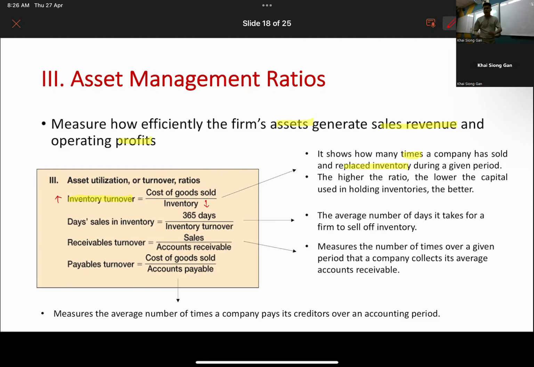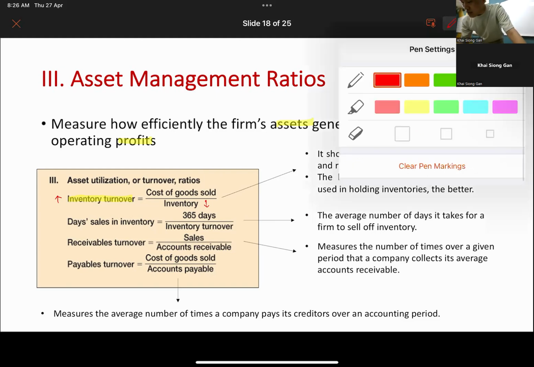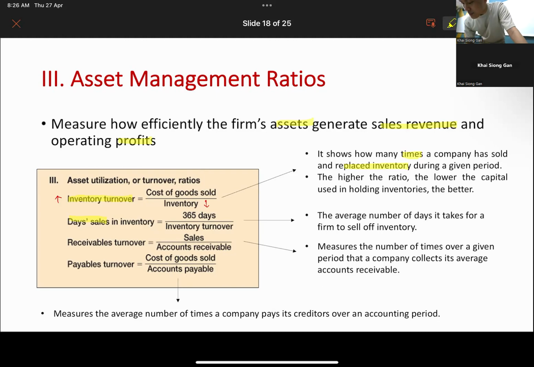So if I were to convert it into the days sales in inventory, I have to use 365 days divided by the answer that I got just now, which is inventory turnover. Then only I get the average number of days it takes for a firm to sell off the inventory. Remember, we first get the times and then convert it to days. Same thing later on when you look into receivables and payables as well.